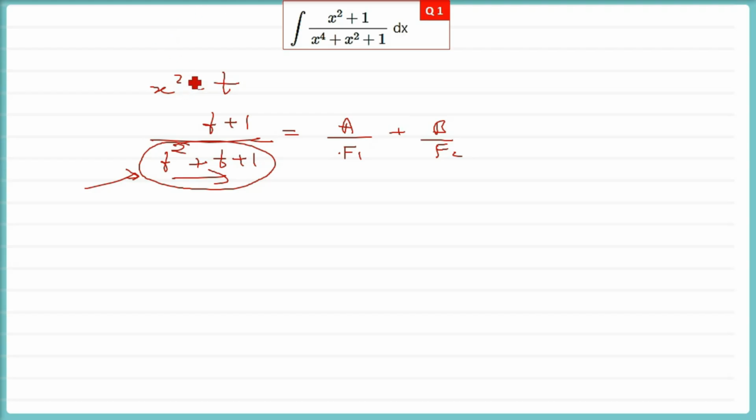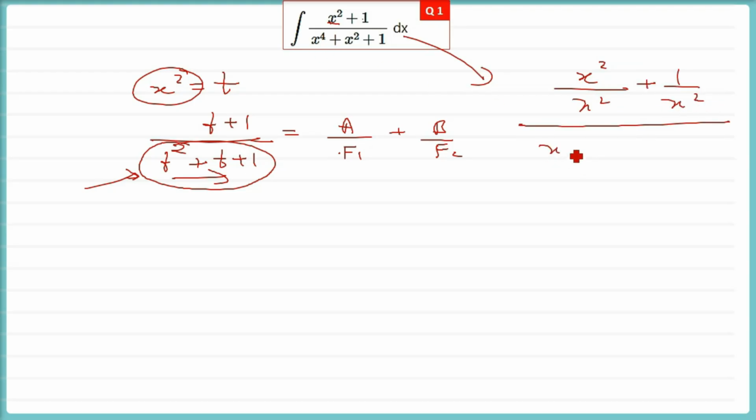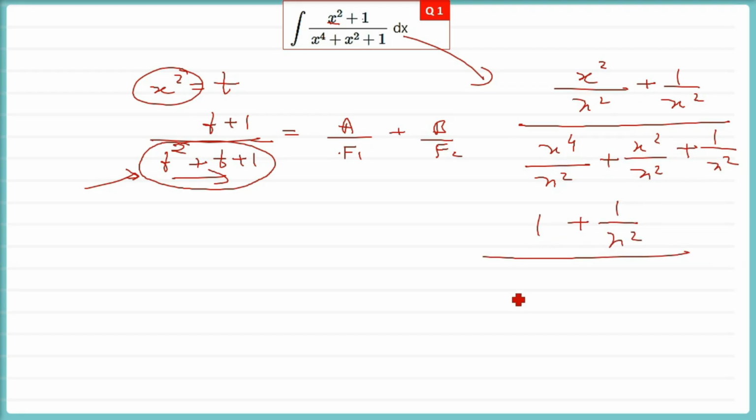So how to do this? Same thing, x square only we have to take, but we have to divide numerator and denominator by x square. So let's divide everything by x square. So x square by x square plus 1 by x square divided by x raised 4 divided by x square plus x square divided by x square plus 1 divided by x square. So this will come as 1 plus 1 by x square. Then we have x square. This 1 by x square I am writing first. So 1 by x square. And this x square gets cancelled. You will only be left with 1.